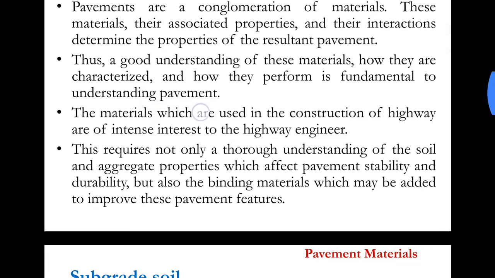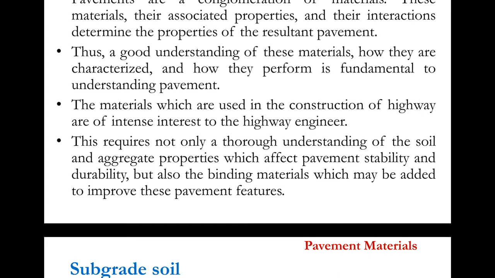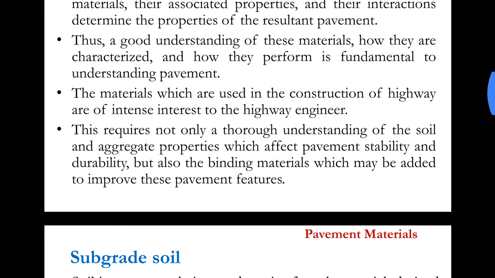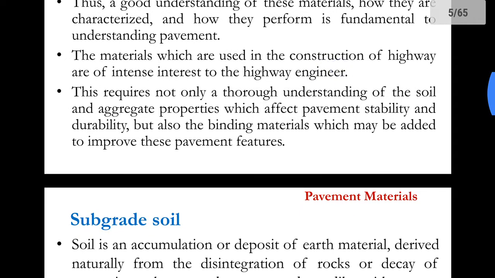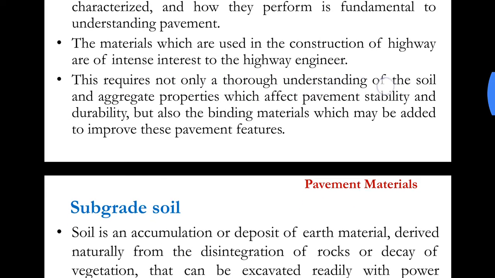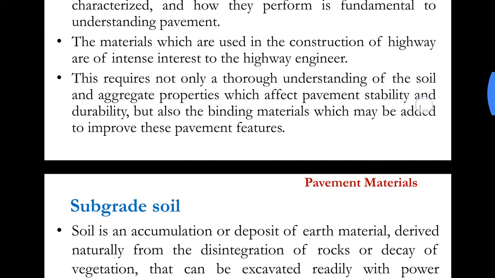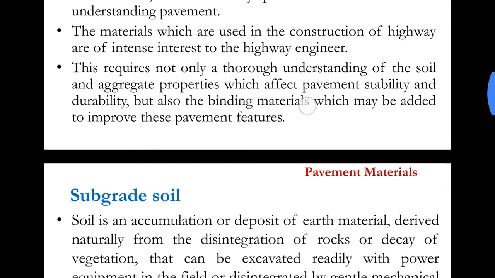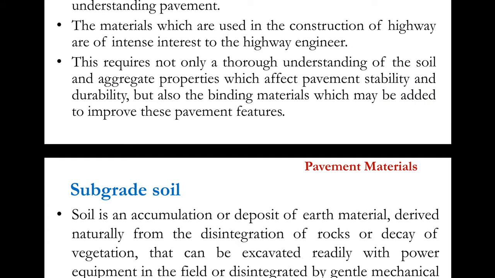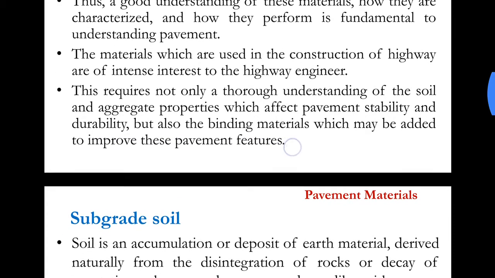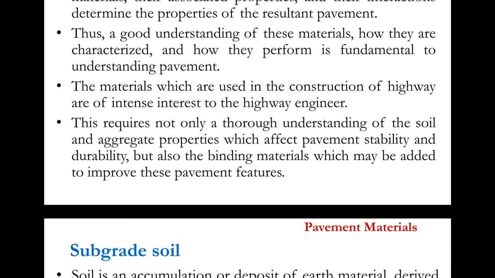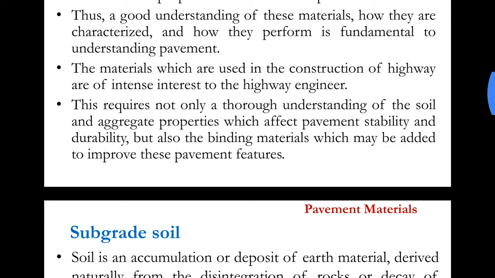The materials which are used in the construction of highways are of intense interest to the highway engineer. This requires not only a thorough understanding of the soil and aggregate properties which affect pavement stability and durability, but also the binding materials which may be added to improve these pavement features. So we need to understand the properties of the materials used for construction of the pavement. The materials can be soil, aggregate and other binders.